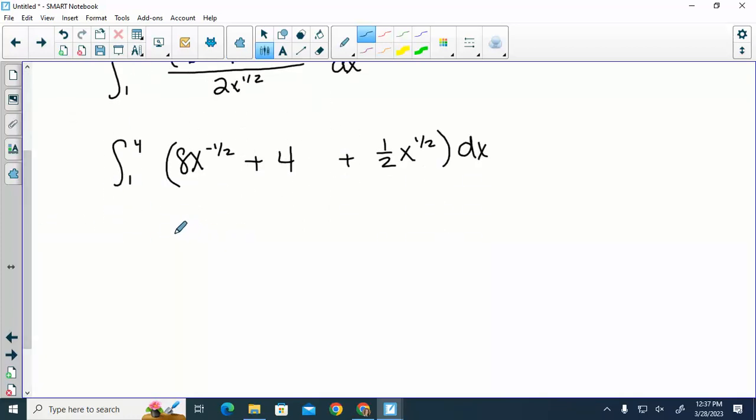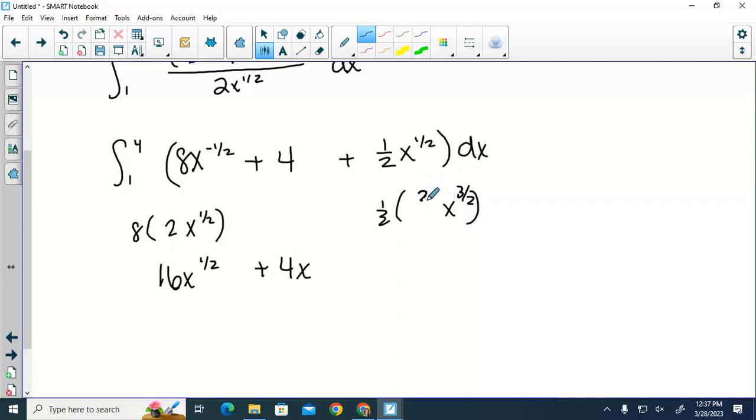So antiderivative. This 8 just stays. If you add 1 to the power, that's a positive 1/2. You put the reciprocal in front, so that's a 2. So we get 16x to the 1/2. The 4 would just go to a 4x. For this one, if you add 1 to the power, that's 3/2. The reciprocal in front is 2/3, times 1/2 is 1/3, x to the 3/2. We are evaluating this from 1 to 4.